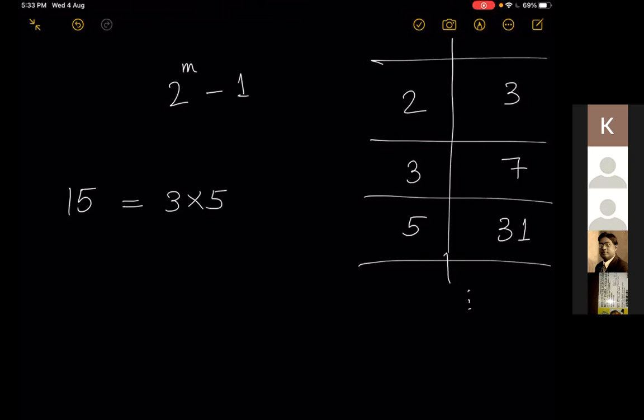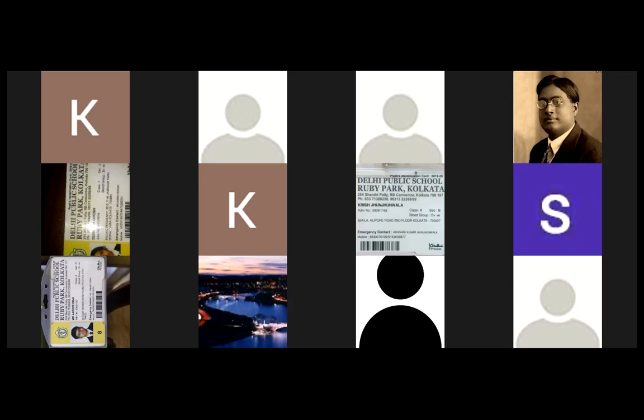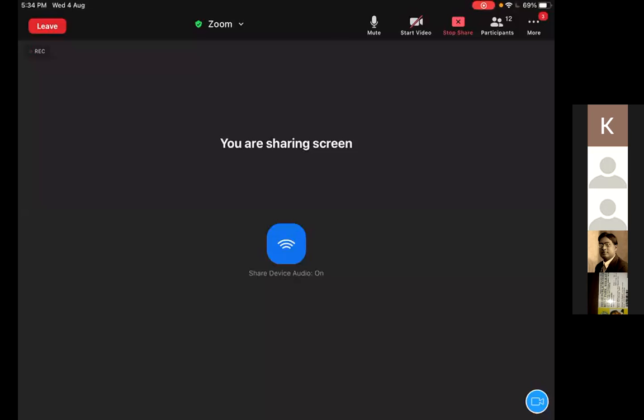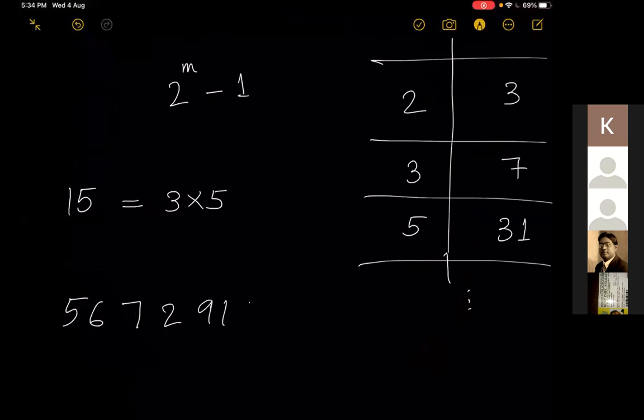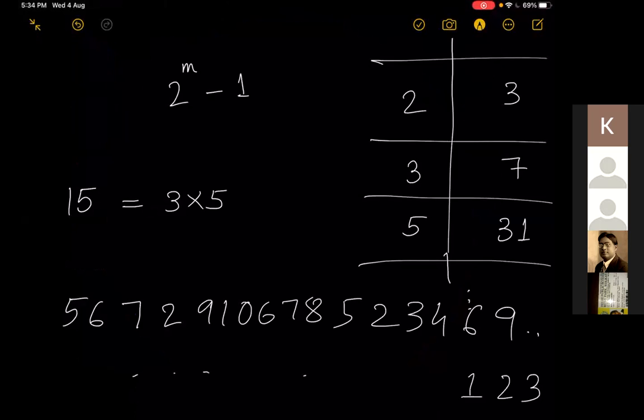But if I just start writing a random number like 5, 6, 7, 2, wait, my screen share stopped. 9, 1, 0, 6, 7, 8, 5, 2, 3, 4, 6, 9. If I write a random number like this, how will you know it is prime or made up of primes, and how will you factorize it? You have no way except brute force, na?